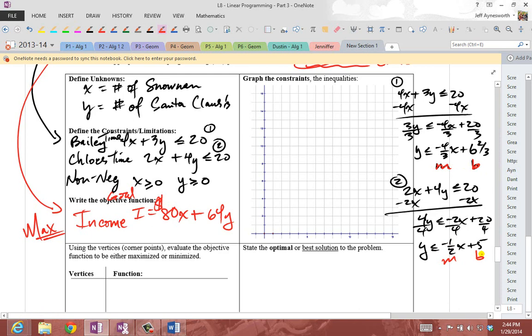So at this point, what you want to do is start graphing. The y-intercepts are small, 6 2/3 and 5. That's no big deal. I have enough room. So I'm going to say that this is 2, 4, 6. 2, 4, 6. I'm just labeling these.